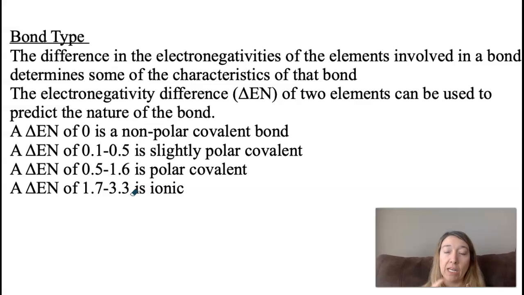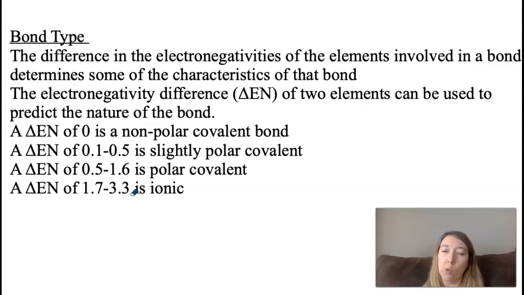So anything between 0 and 1.6 is considered covalent. We are sharing electrons. How evenly we're sharing them is going to depend on the electronegativity difference. We're going to be able to classify the bond as either polar covalent or non-polar covalent. When we say non-polar, that means there's no electronegativity difference, we are sharing evenly. When we say it's polar, that means we're sharing, but we're not sharing them evenly.